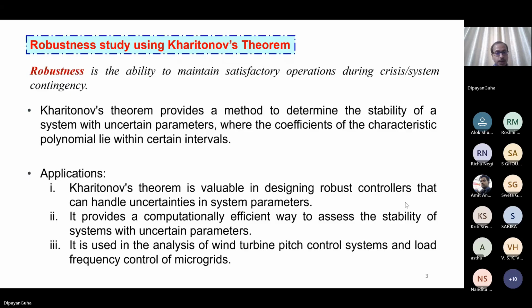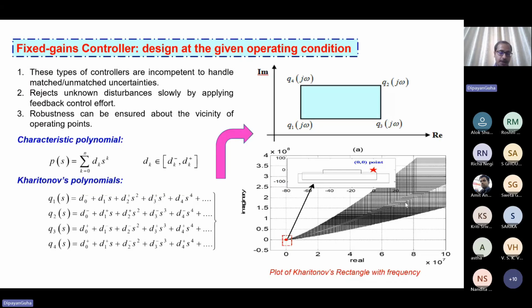Now, before we apply the Kharitonov theorem to any LTI system, what we have to do first is formulate the characteristic polynomial, or rather the interval characteristic polynomial, for proceeding with the Kharitonov algorithm.